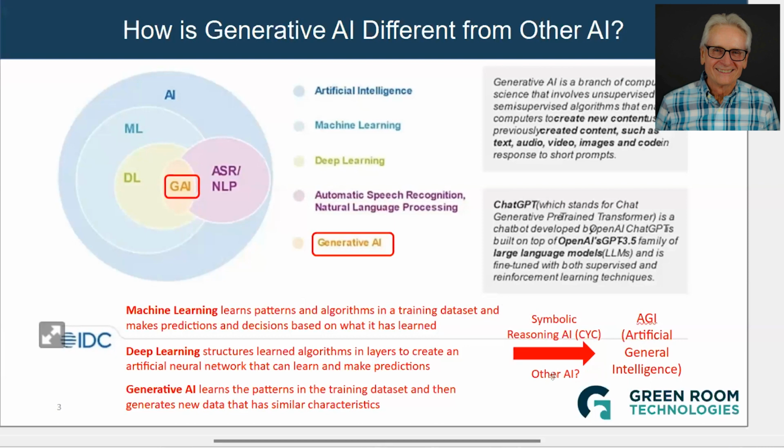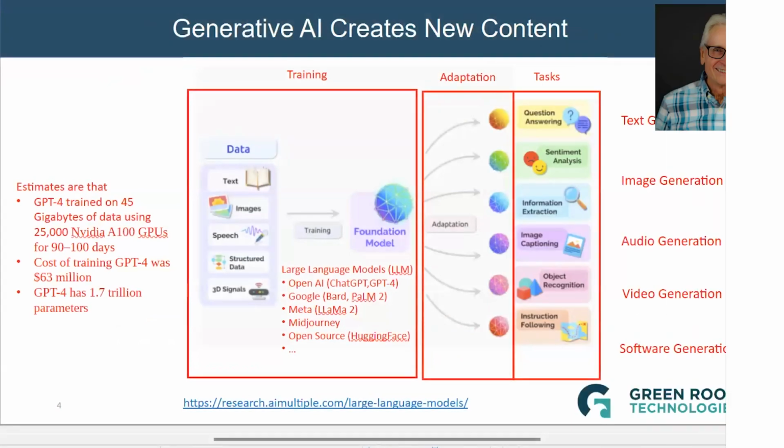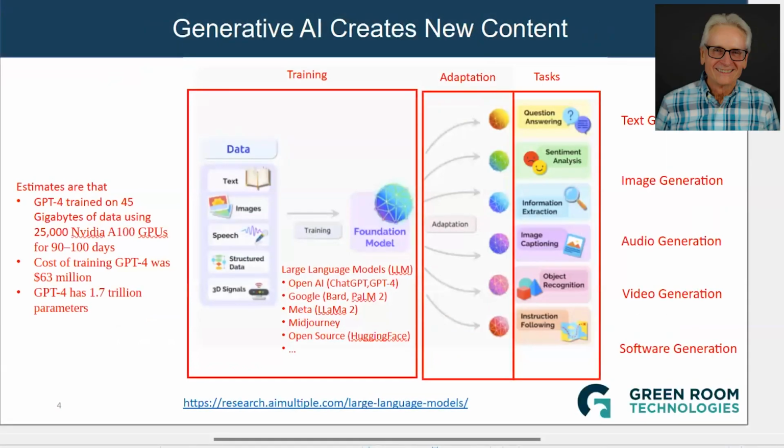So I sort of have an other AI. As we move through the years, we're going to need other types of capability, whether it'll be enhancing what we already have or something new. As I said, generative AI creates new content. The way it does that is with a kind of process that consists of training, adaptation, and tasks.